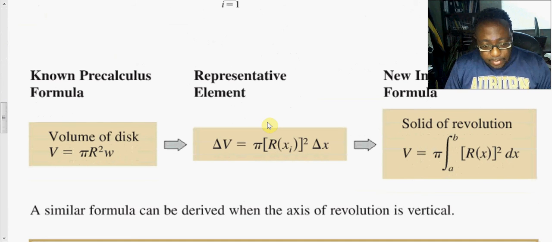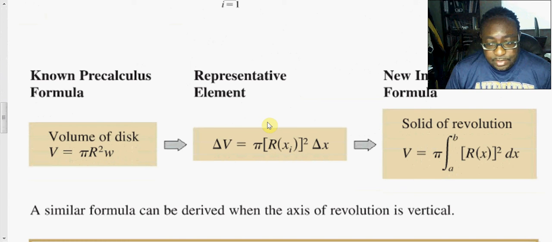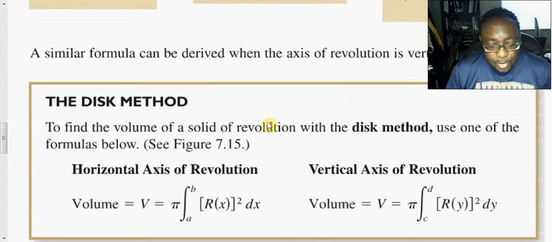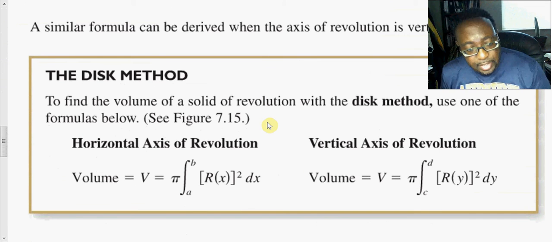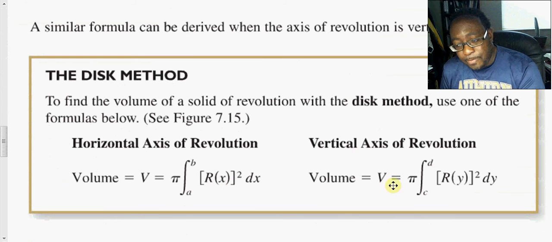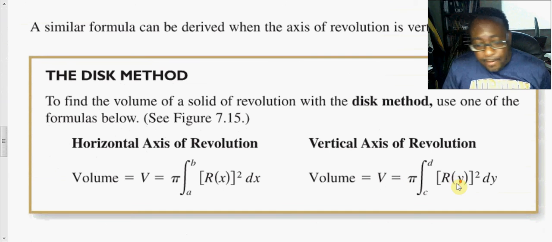We can talk about the so-called volume of the disk either with respect to the x-axis or the y-axis, or given any other type of axis. You can rotate a volume of a solid about any axis that you may choose. So if the axis is horizontal, then we use the so-called volume with respect to x. If the axis is vertical, then the volume is found with respect to y.